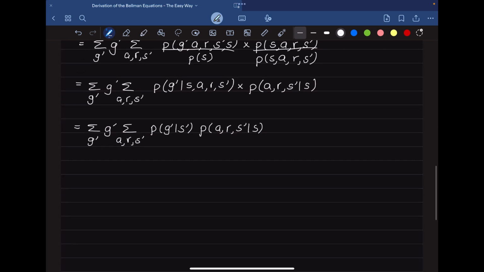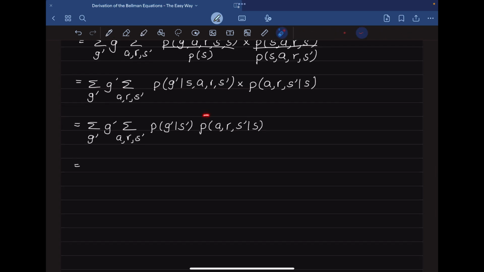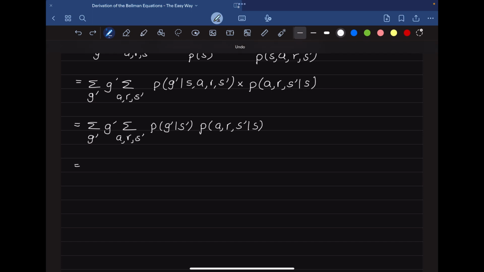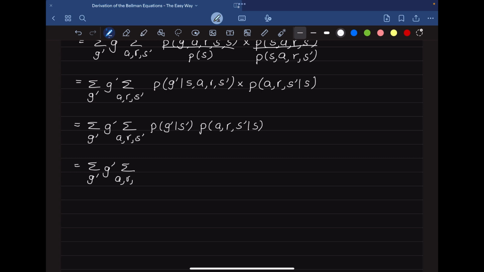Right. So now this particular term is again not known to us, so we will again treat this, and what we will do is basically summation over all G primes, s prime, probability G prime given s prime times, now if you treat this again and you open this up as a joint PDF, this would be a and r and s prime and s divided by probability of s, and you multiply and divide by the joint PDF of s and a, right?